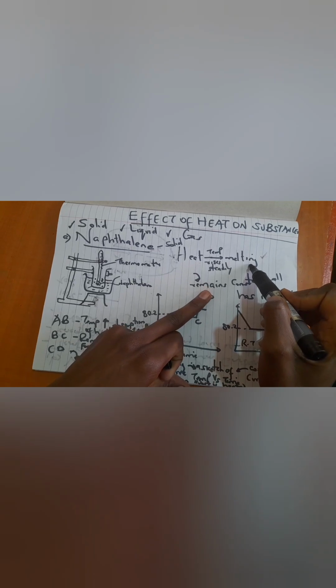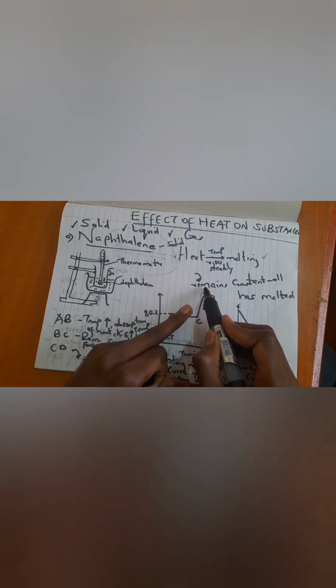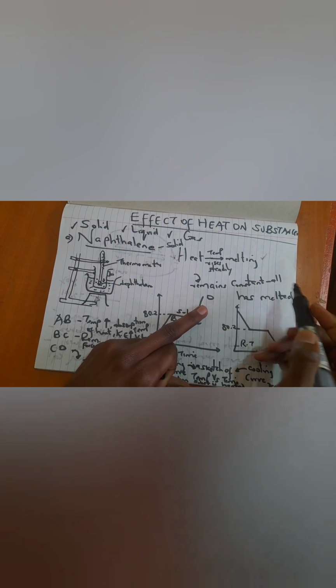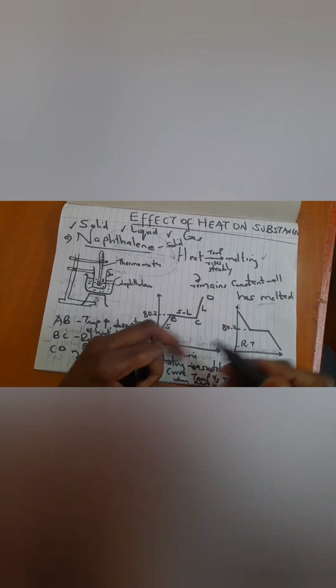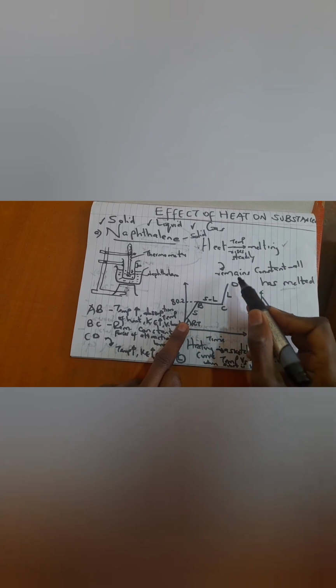Now, during the heating process, we can see that when you heat, the temperature will rise steadily, then the melting will occur. There is also a point at which the temperature will remain constant, and this is to ensure that all of the naphthalene has melted, as we all know. Now, if we were to represent this in terms of a graph, the graph here goes from A, B, C, and D.